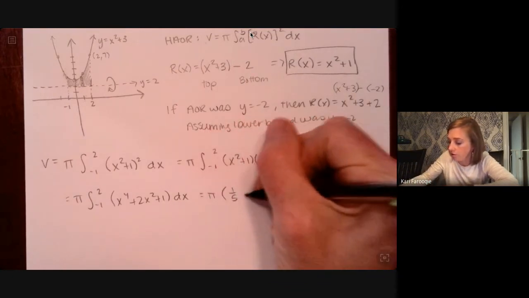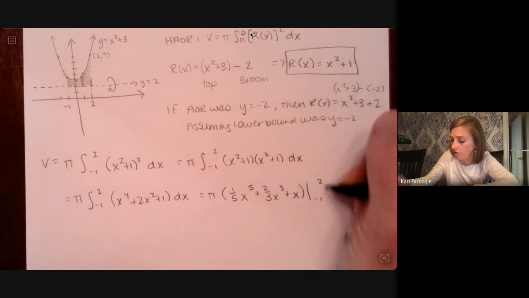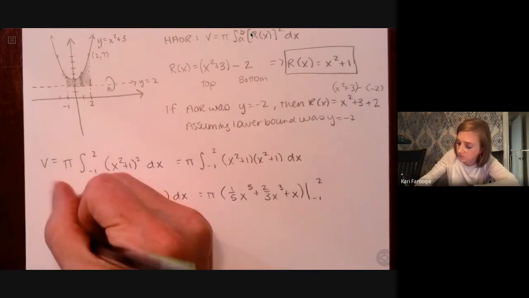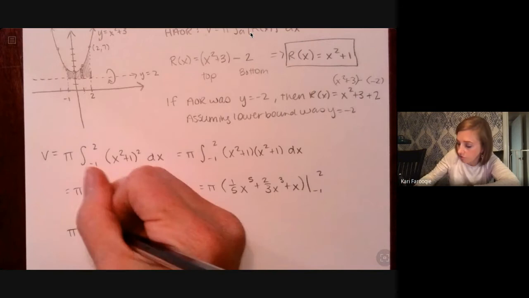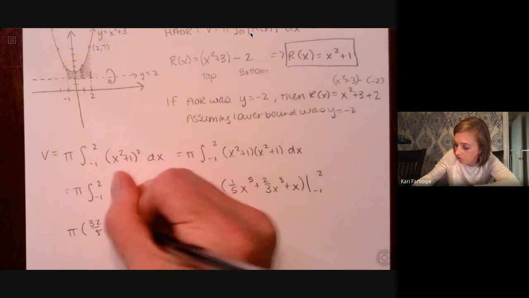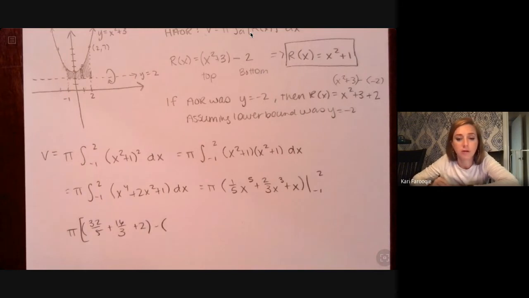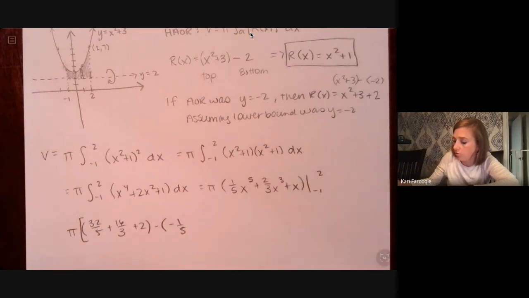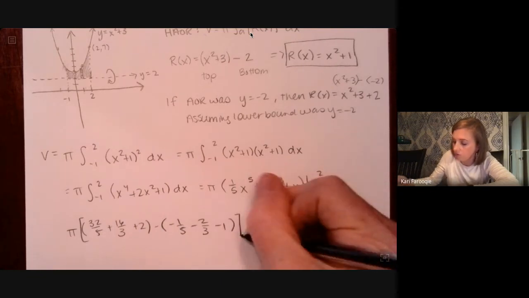So 1/5 x to the 5th plus 2/3 x cubed plus x. And you can go from -1 to 2. And feel free to pop this into your calculator. 2 to the 5th is 32, so 32/5. 2 cubed is 8, times 2 is 16. And then plus 2, and then subtract off the evaluation at -1. -1 to the 5th is going to be -1. Then we'll have minus 2/3 minus 1.